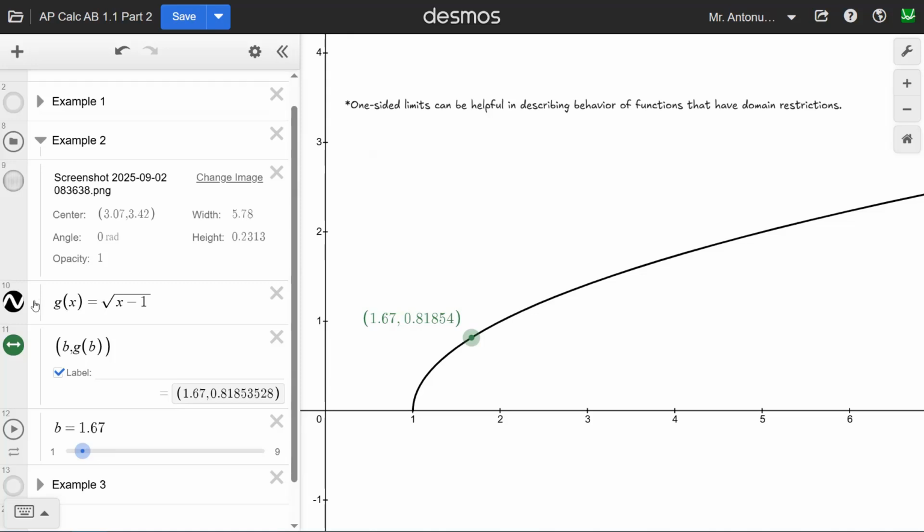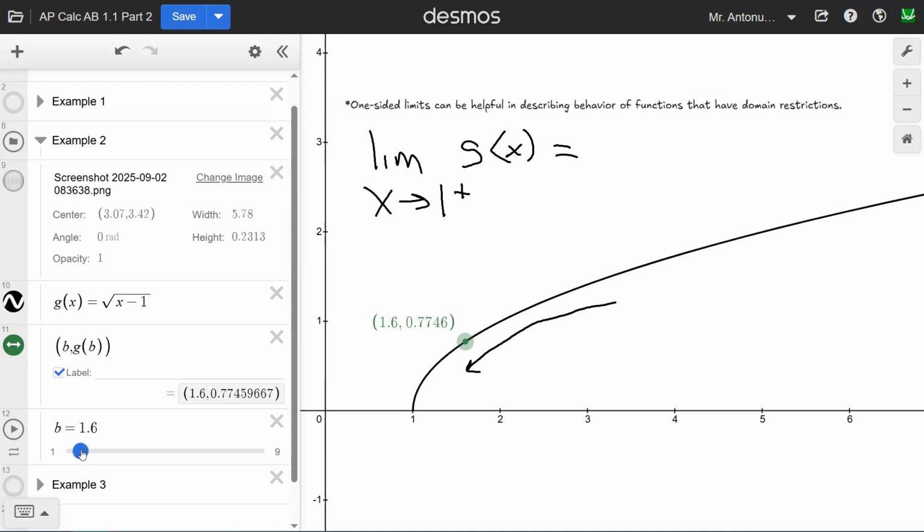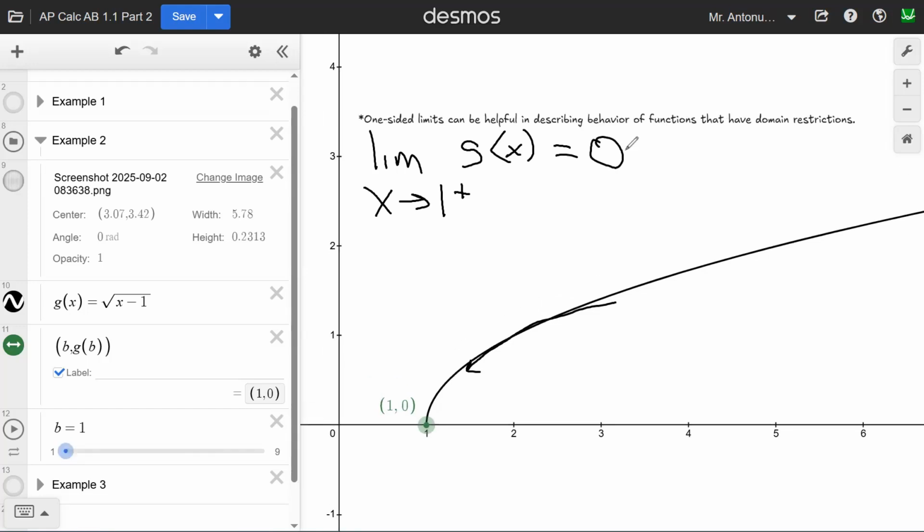Second thing that one-sided limits can be helpful for is in describing behavior of functions that have domain restrictions. So here we have the function g of x equals square root x minus 1. If we want to investigate the limit as x approaches 1 from the right of g of x, we can look graphically and see that the y value approaches 0 as x approaches 1. So we would say that the limit from the right is equal to 0 as x approaches 1.